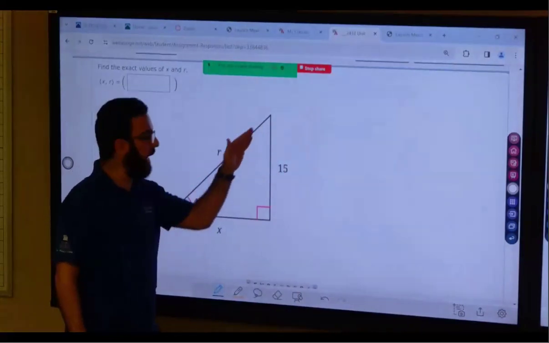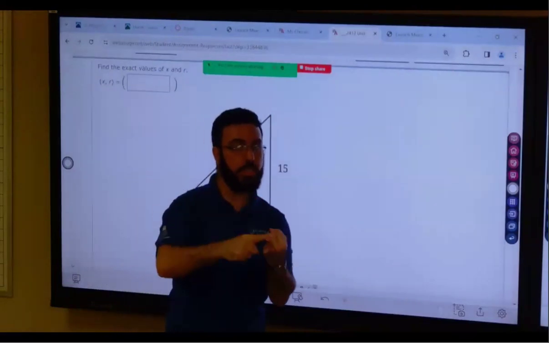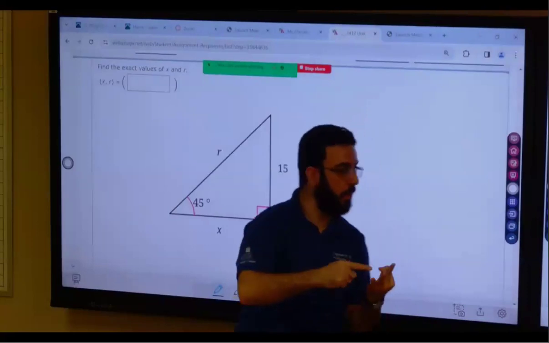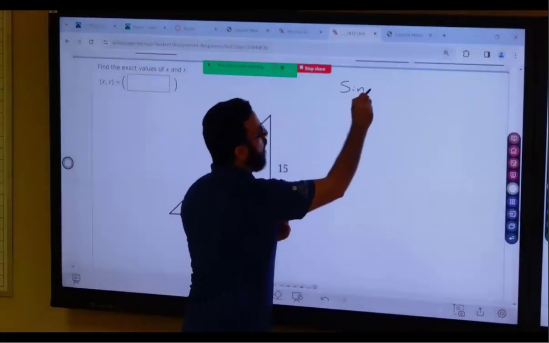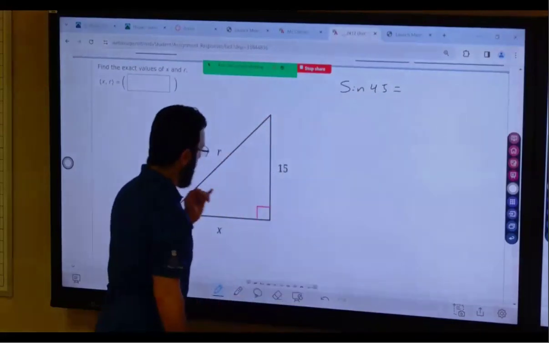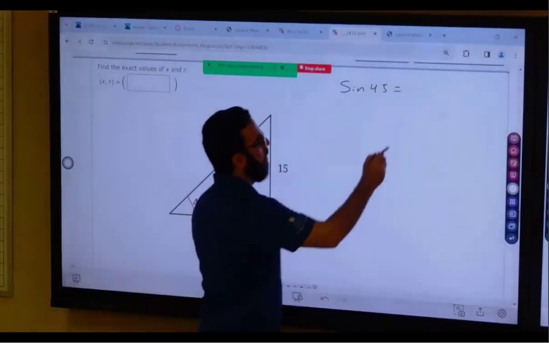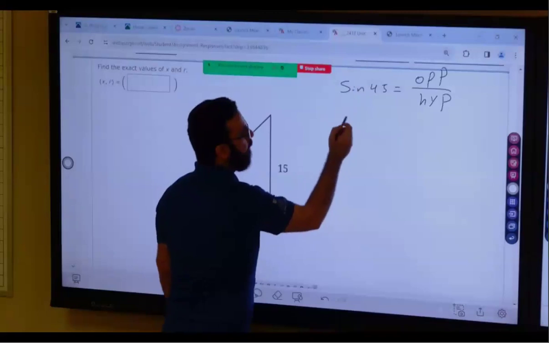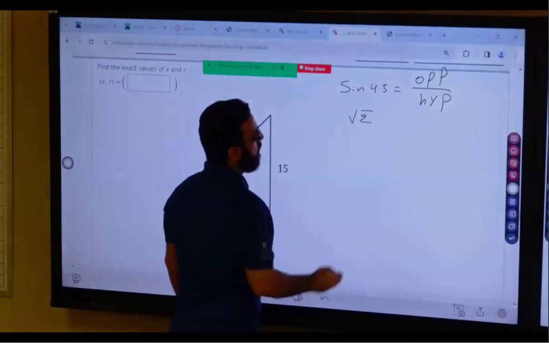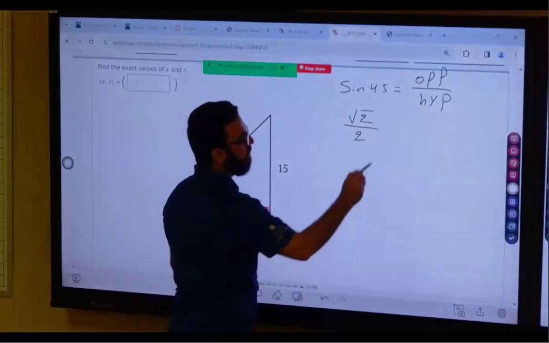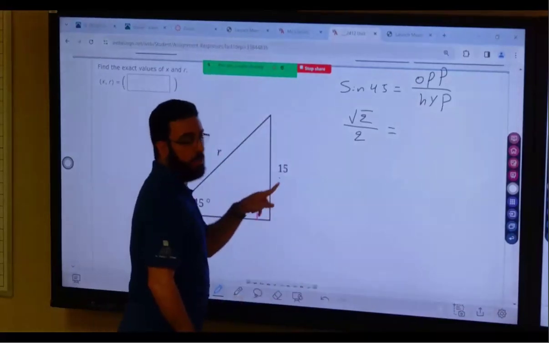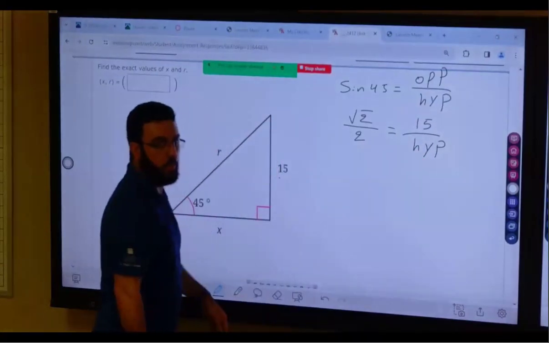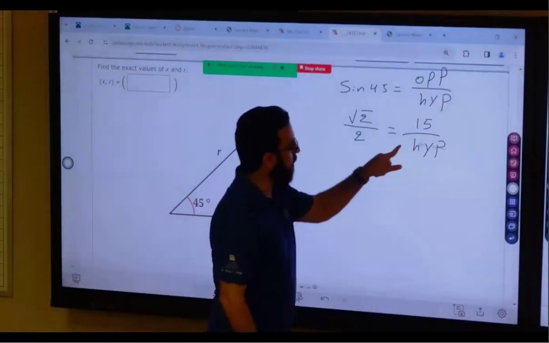So R is the hypotenuse, right? So do I use sine, cosine, or tangent? You can tell me which one you want to use. Sine. Okay, if you use sine 45, it equals what? Opposite over hypotenuse. That's the rule. Sine 45 is square root of 2 divided by 2, equal to the opposite, which is 15, over the hypotenuse, which is R.